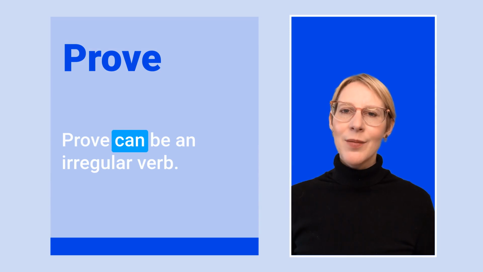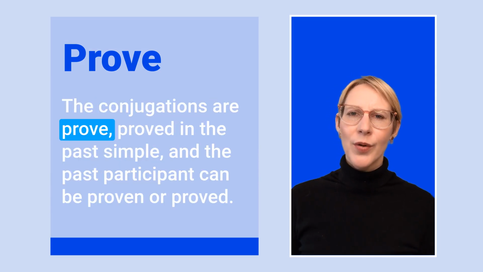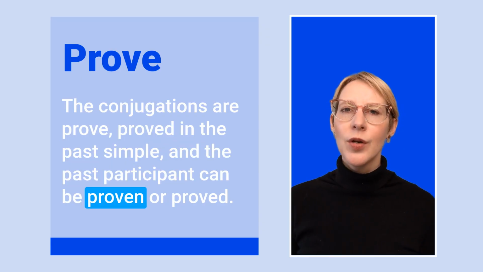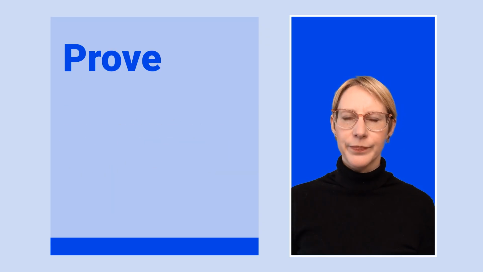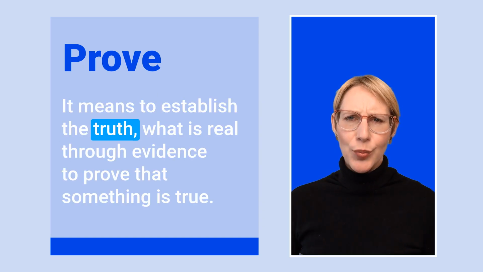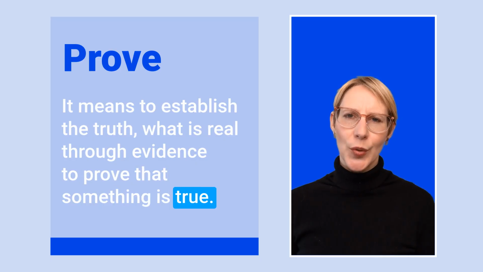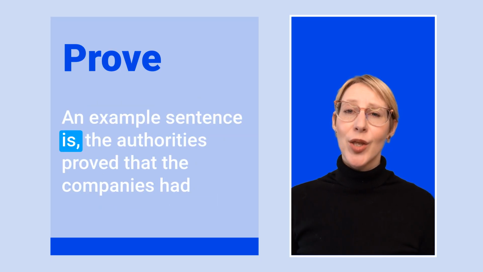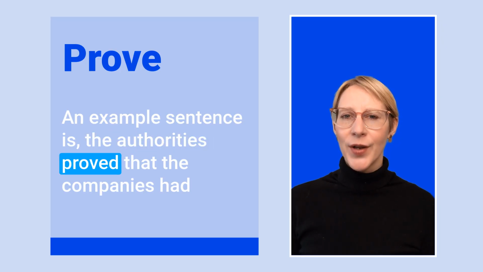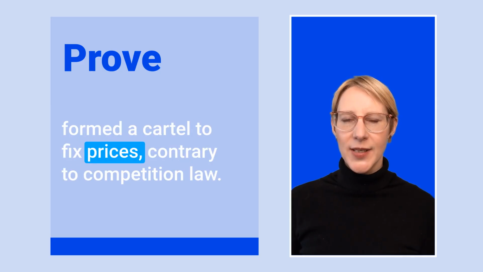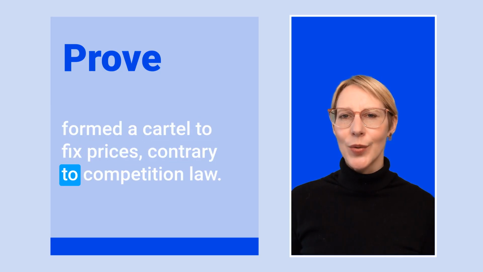Prove can be an irregular verb. The conjugations are prove, proved in the past simple, and the past participle can be proven or proved. It means to establish the truth, what is real, through evidence to prove that something is true. An example sentence is, the authorities proved that the companies had formed a cartel to fix prices, contrary to competition law.